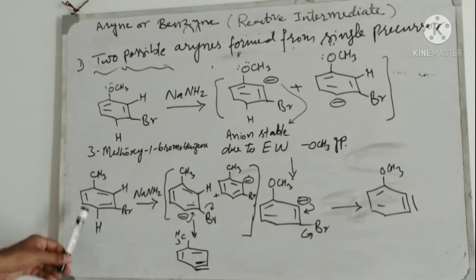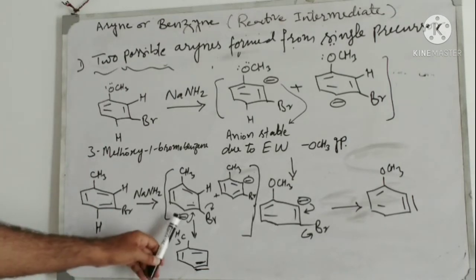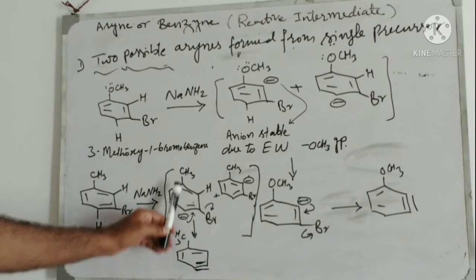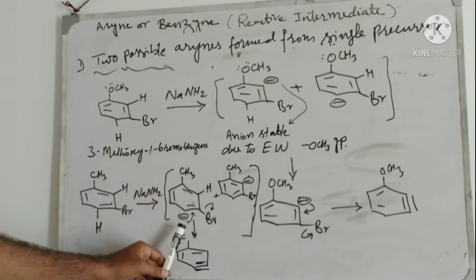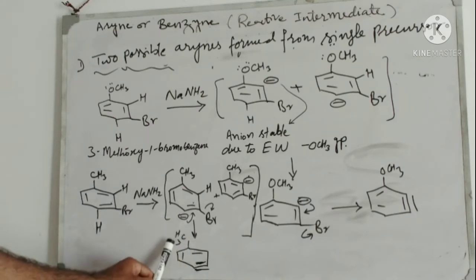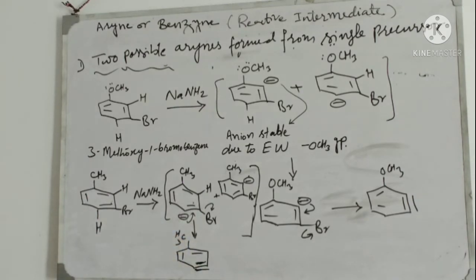So this is another example. In this case, instead of methoxy, here is a methyl group. So methyl is an electron donating group. So this anion is more stable because this is formed away from this methyl group. So we generate this type of aryne intermediate when this charge comes here, and this bromide leaves. So when there are two possibilities for the formation of arynes from a single precursor, then that aryne will form preferentially or predominantly which has the stable carbanion.